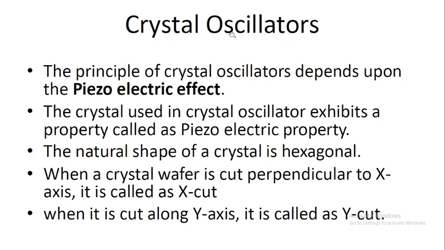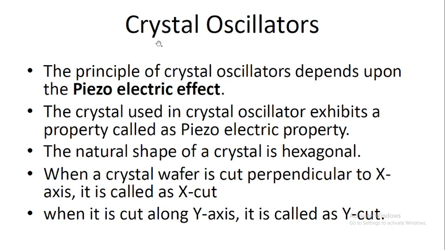What is meant by crystal oscillator? An oscillator which uses a crystal to generate a frequency is called a crystal oscillator. We all know the basic principle of crystal oscillators depends upon the piezoelectric effect. The piezoelectric effect is an important 2-mark question, and we already studied this effect in 12th standard physics. So in the next slide we can discuss what is meant by piezoelectric effect.